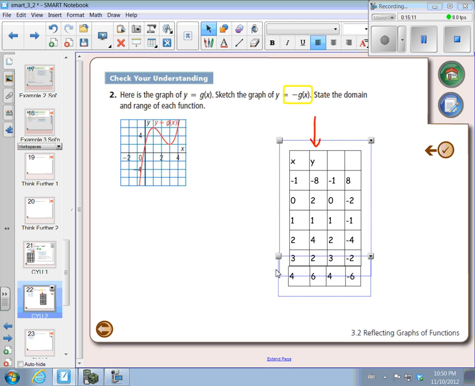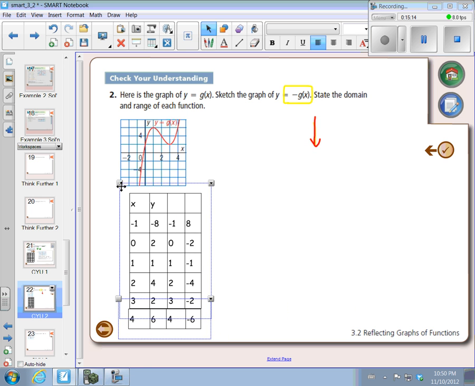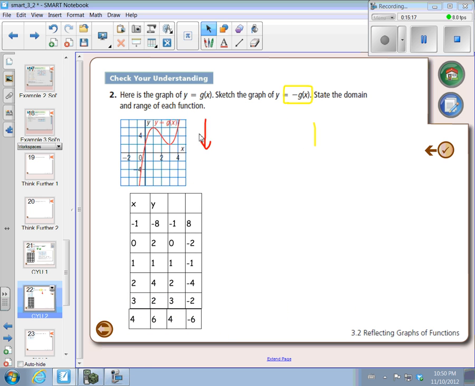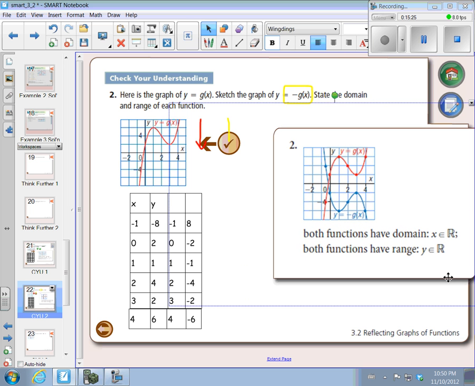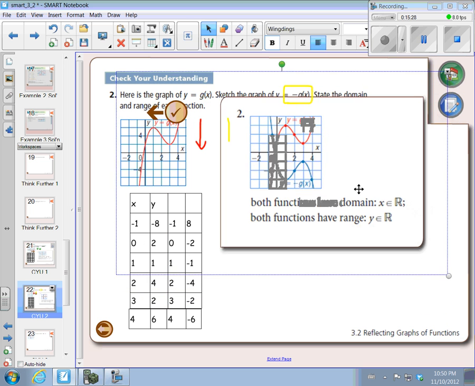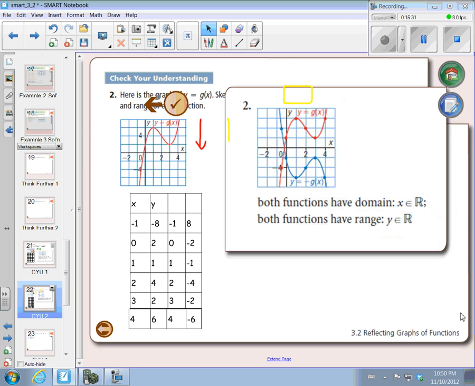Okay, welcome back. Let's see how your graph turned out. How does that look? This one has the blue graph being our newly transformed graph. Let's just double check some of the points that we came up with. We said that negative 1, 8 needs to be on there. That's right here. We said 0, negative 2. That's right here. 1, negative 1.